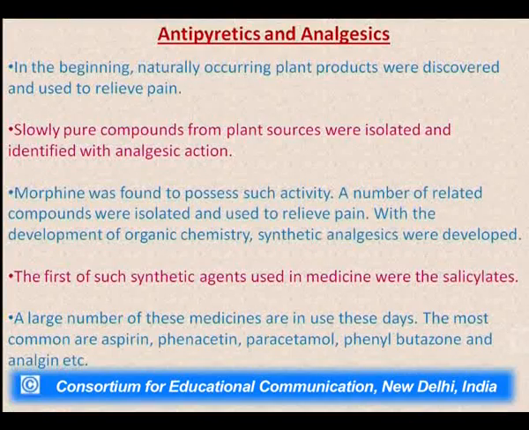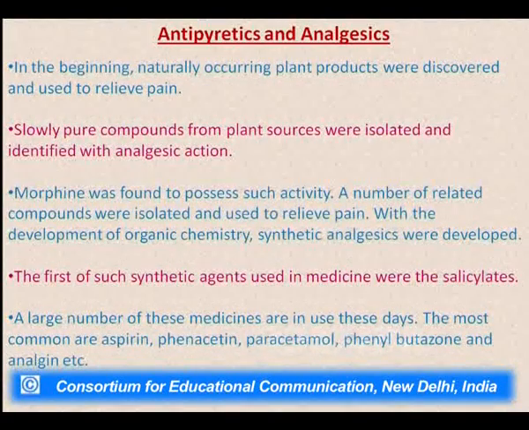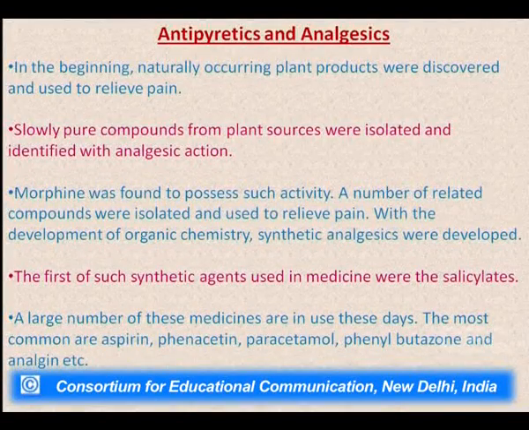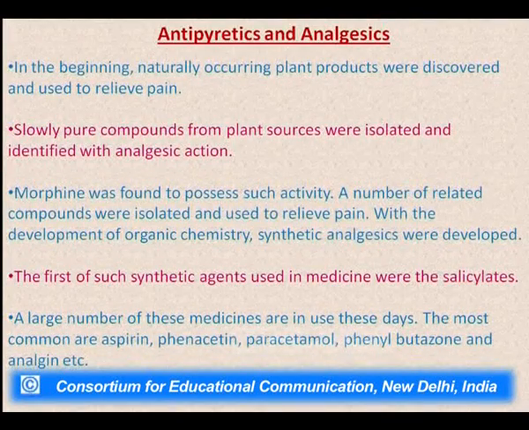Now we will discuss the main classes, one of them is the antipyretics and analgesics. We can club these two categories together. In the beginning, naturally occurring plant products were discovered and used to relieve pain. Slowly, pure compounds from plant sources were isolated and identified with some analgesic action. Morphine is one of them. Morphine was found to possess such activity. A number of related compounds were isolated and used to relieve pain.